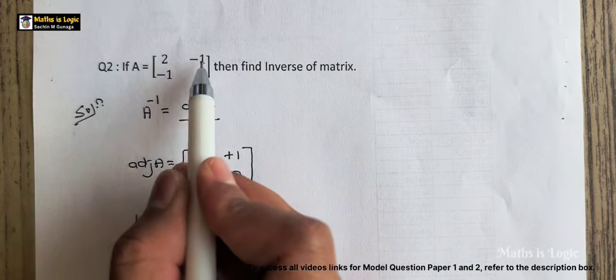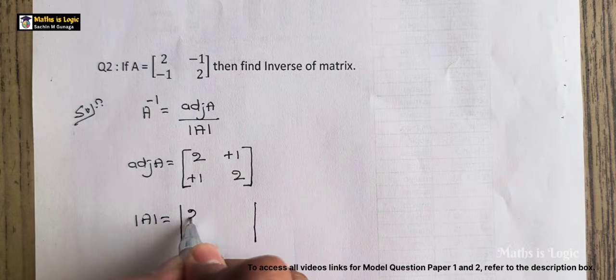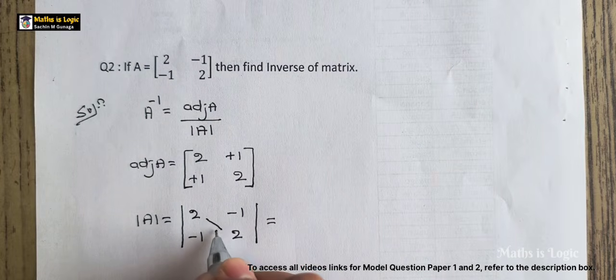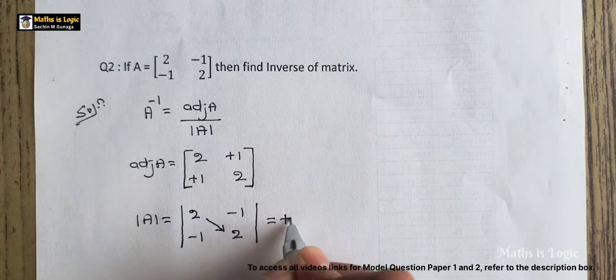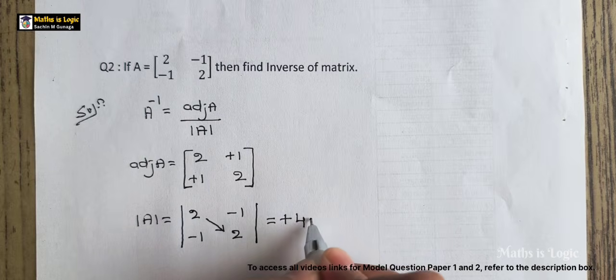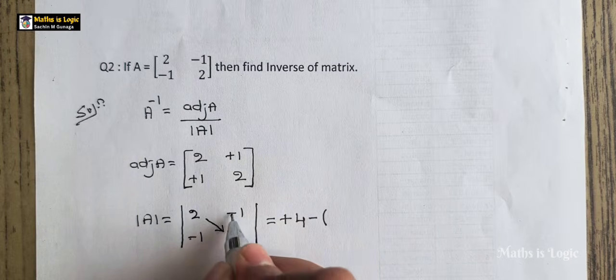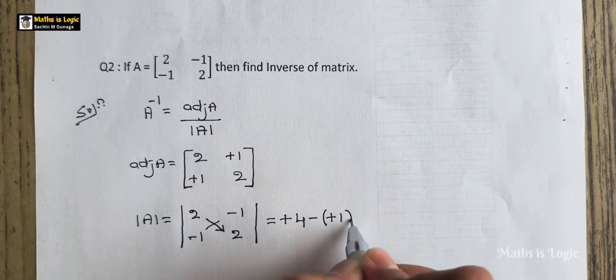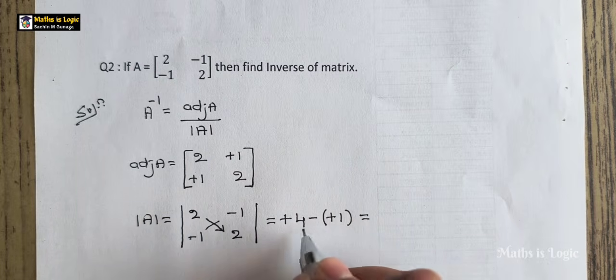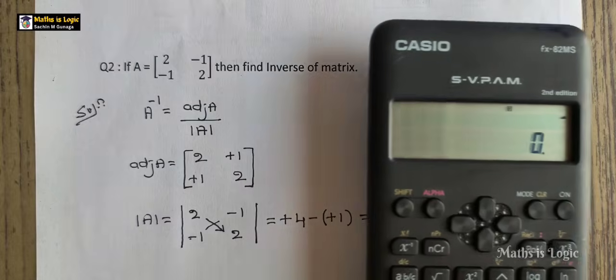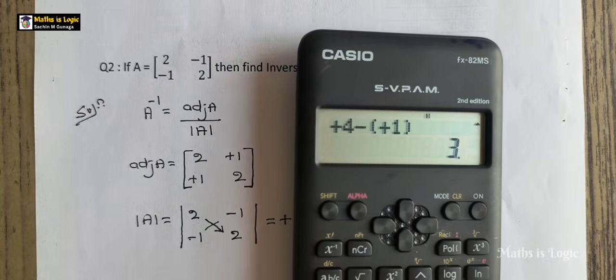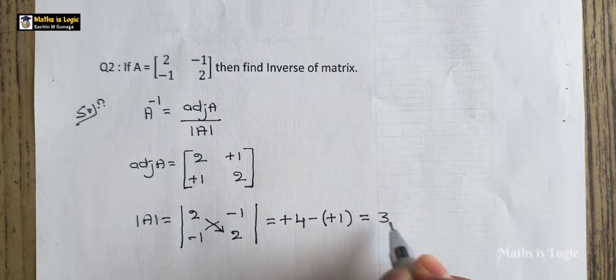What is that? A, 2 minus 1 minus 1 2, 2 minus 1 minus 1 2. Do the cross multiplication: plus into plus, plus 2 into 2 is 4, middle minus sign, minus into minus is plus, 1 into 1 is 1. So if you use the calculator, it will show you 3, that is plus 4 minus of plus 1 is 3. Therefore write here 3.